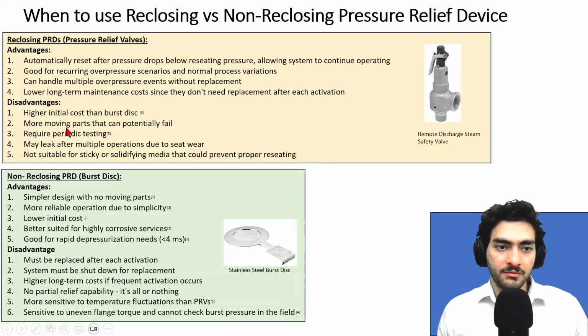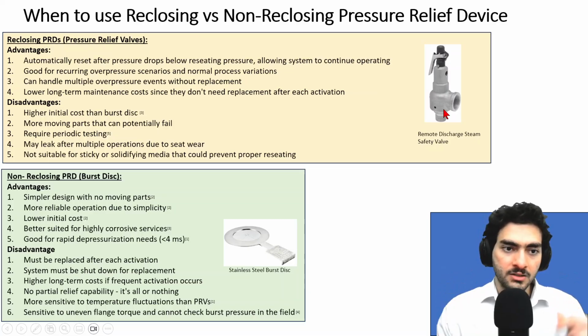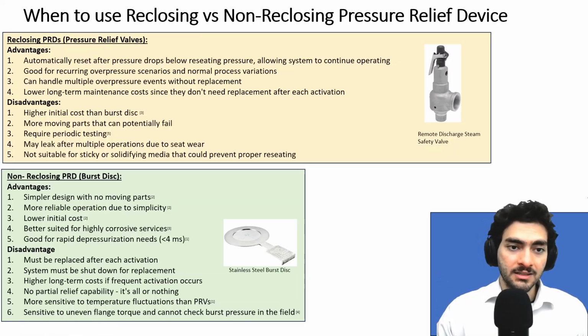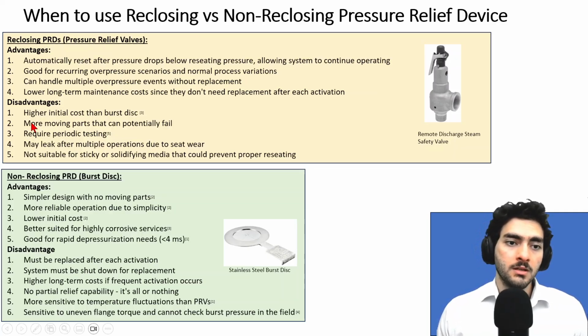The likelihood of it failing is higher because it has more moving parts than a burst disc. As we look into pressure relief valves in detail, we look at all the different components that are inside. Pressure relief valves require periodic testing because, as I've mentioned before, you could have wear and tear on the seats, or on the spring as well. Maybe corrosion or leaks inside the spring could cause the spring to shift any of its set pressure.